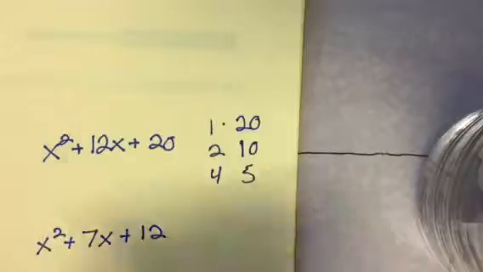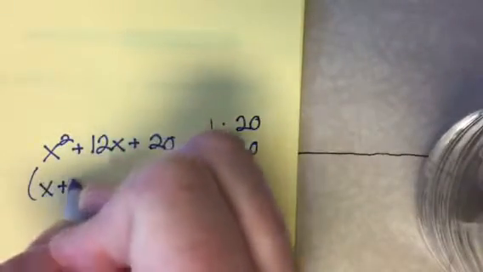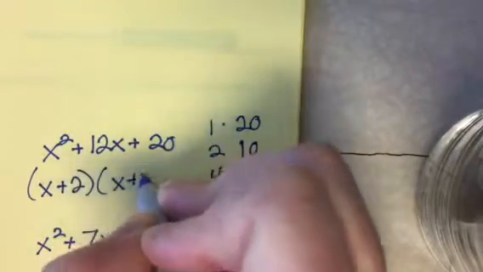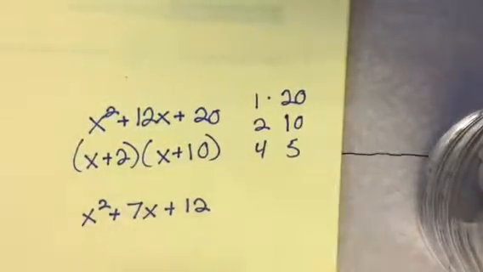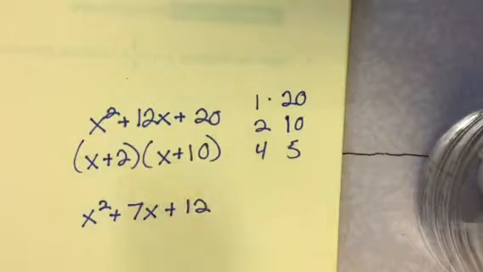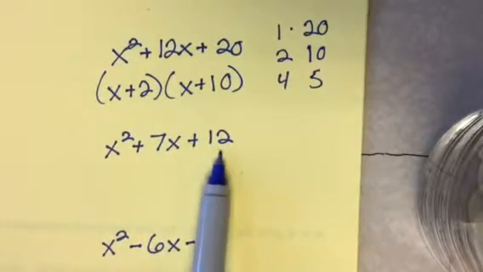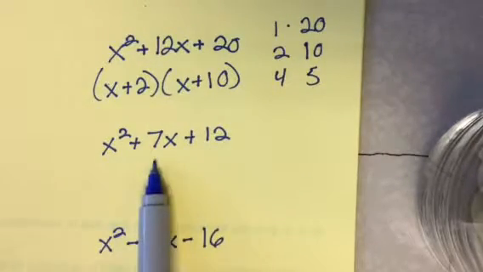The 2 and the 10 add to get 12. So that's what it came from, was x plus 2 times x plus 10. Those of you who did the diamond worksheet are going to realize why we did those diamonds. It's the same thing as figuring this out. What multiplies to get 12 but adds to get 7?